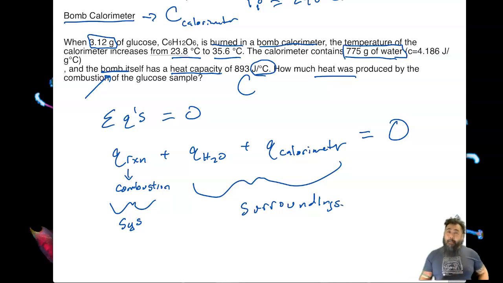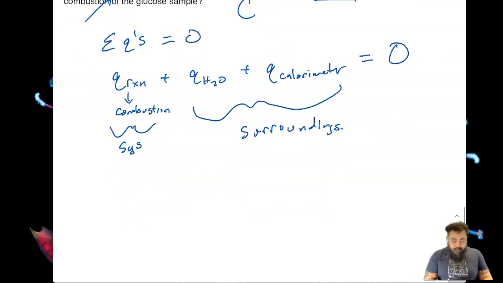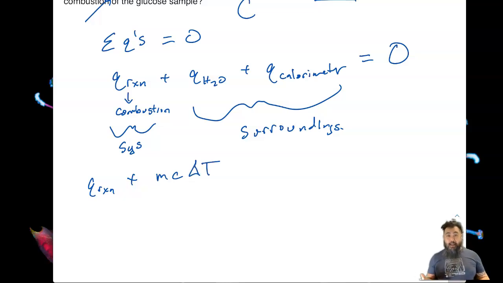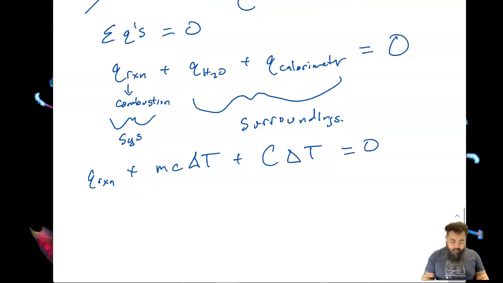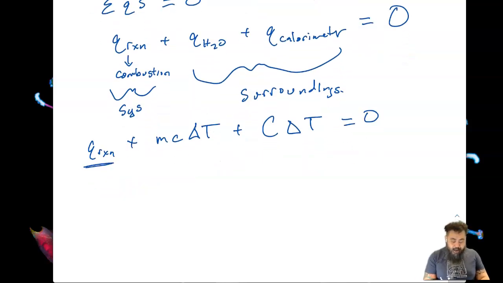But I like to break it up into the separate Q's. We don't know what our Q of the reaction is. We can calculate the Q of our water as m lowercase c delta T. That's our mass, specific heat capacity, and our change in temperature. And then we are also told the heat capacity of our calorimeter, times delta T, our change in temperature, and that will all equal 0. So this is what we want to calculate.